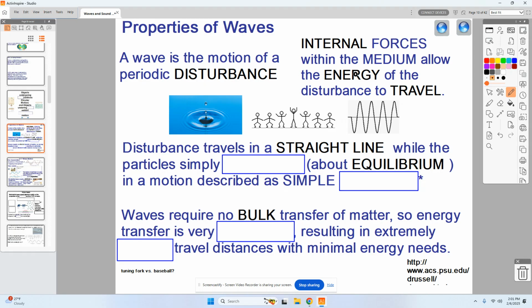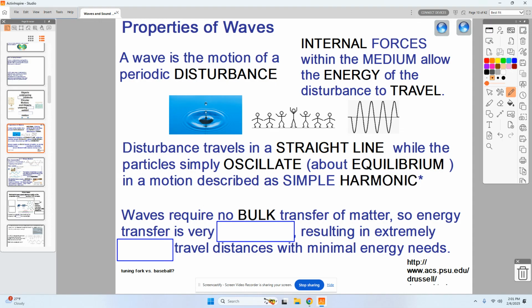And if you were to describe that motion, you would say it looks like it's oscillating. That alligator clip is not moving along with the wave. It stays where it is. It just oscillates. What kind of motion would you describe that oscillation as? Simple harmonic. So the wave travels in a straight line. The particles oscillate about their equilibrium position, and that motion is described as simple harmonic.